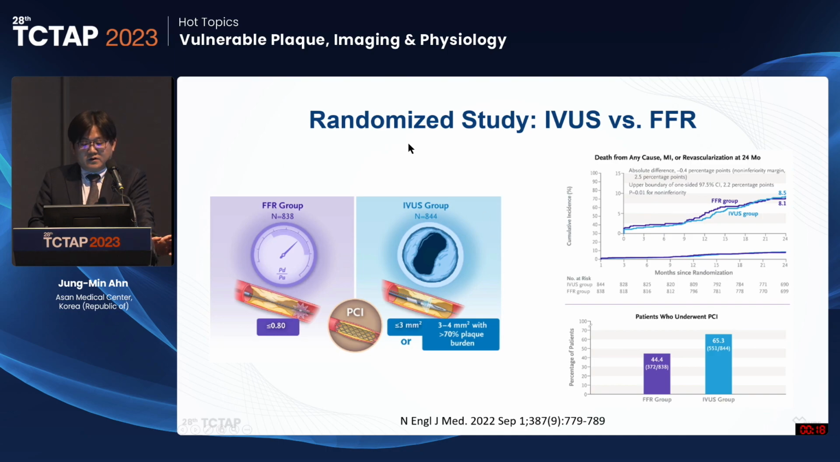Similar concept was applied in the randomized trial, FLAVOR trial, IVUS versus FFR-guided PCI. IVUS criteria was less than 3 square millimeters, or 3 to 4 square millimeters with a large plaque burden. 2-year clinical outcome, no difference, but the IVUS-guided arm increased the number of PCI.